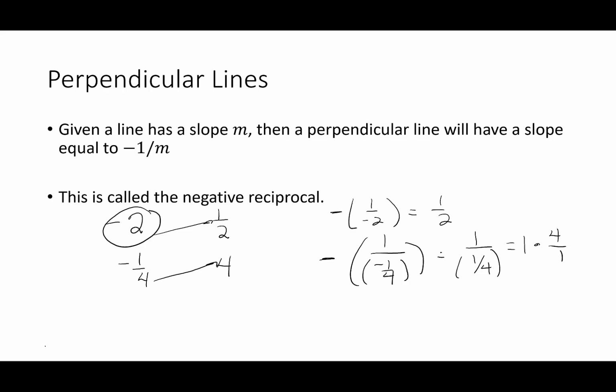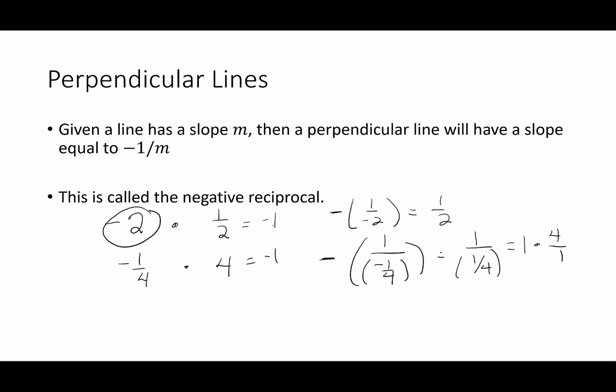There's a second thing we can think about. The second thing we can think about is if I multiply the two numbers together, I get a -1. So -2 times 1/2 is -1. -1/4 times 4 is -1. So we have this interesting relationship between perpendicular lines.